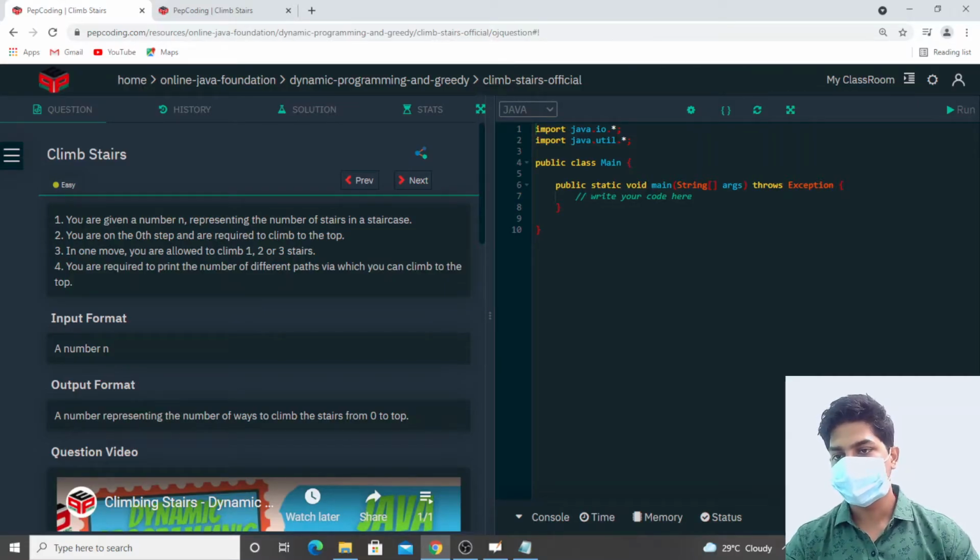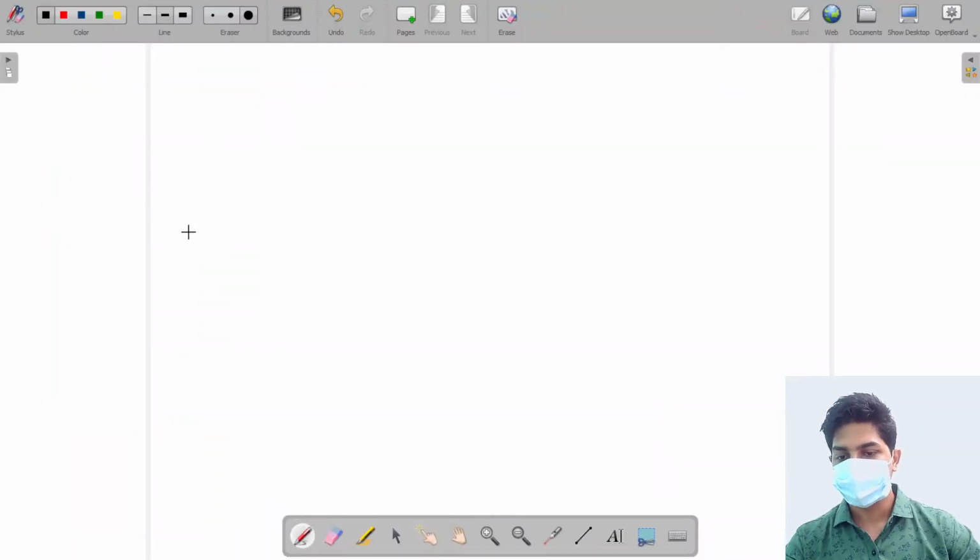Hi guys, so in this video we will be solving the climb stairs problem. So let's understand what the problem statement says. It says that we are given a number n, that is the number of stairs, and we are initially standing on the 0th stair, and we have to reach the top of the stairs. This is the top of the stair, that is the nth stair.